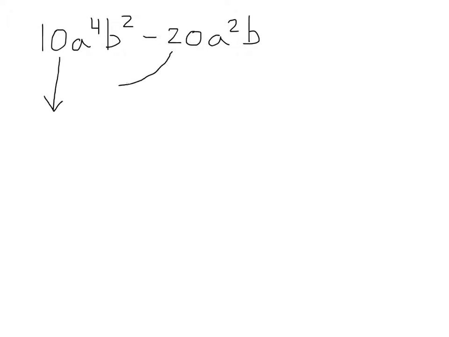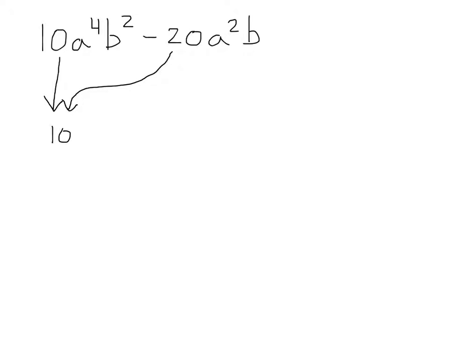Okay, so let's look at 10a to the 4th b squared minus 20a squared b. So as you look at this, you're looking at the numbers first. What is the biggest number that goes into 10 and into 20? Remember, the number has to go into both. 10 goes into itself, and 10 also goes into what? So I'm going to factor a 10 out. I'm going to take 10 out of there, and 10 out of there, and I'm going to write it right here, 10.